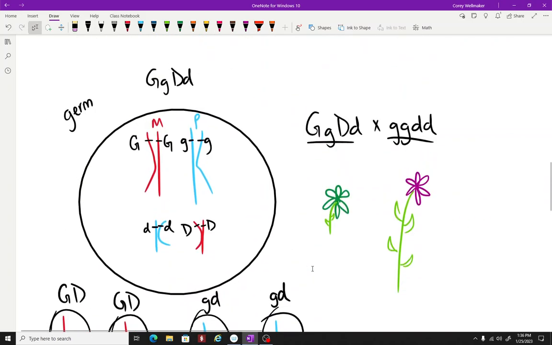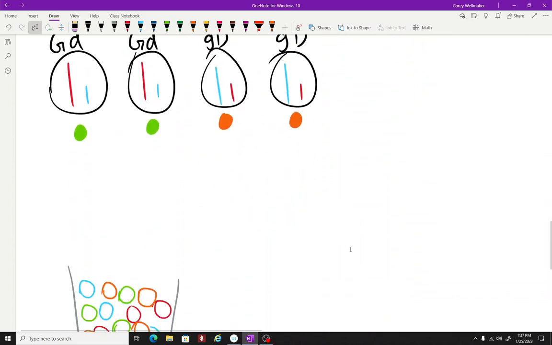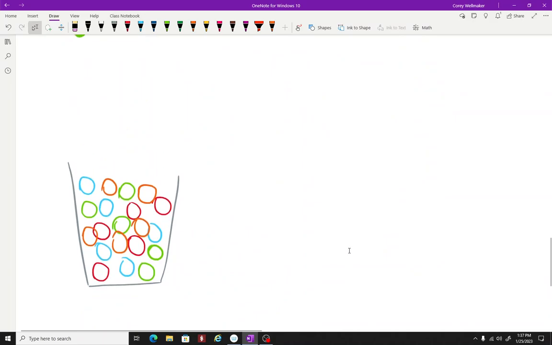And so because there are millions of germ cells and each one is doing meiosis, and each one does meiosis in one of these two ways, either this combination to produce the red and blue marbles, or this combination to produce the green and orange marbles. When you look at the total number of gametes in the gamete bucket, this is our gamete bucket.